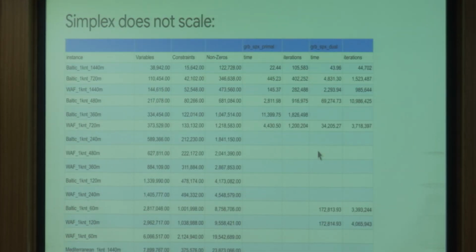What happens if you try? These are the smallest instances. You see, we went back from 9 million to just 122,000 non-zeros. And in these instances, simplex is just struggling. And these are not particularly big. Number of iterations: 1.8 million, 1.2 million, 3 million, 10 million, some timeouts here, because I put a time limit of 2 days, essentially. So it's a horrible death. And you may wonder why.